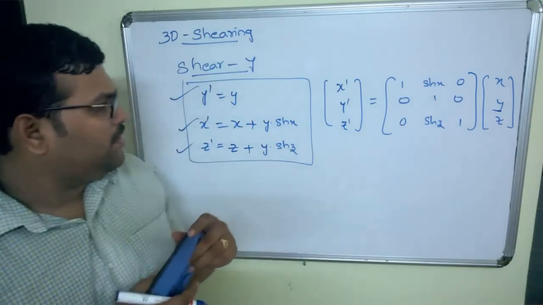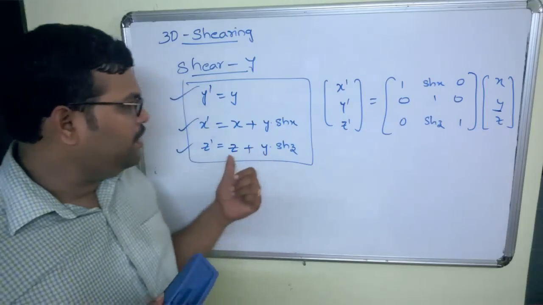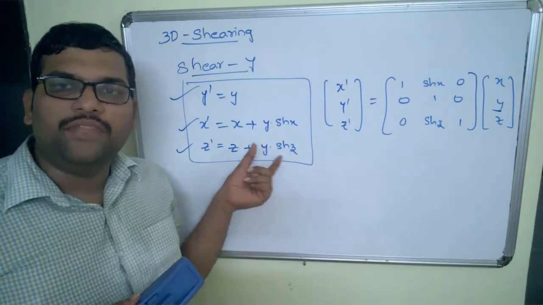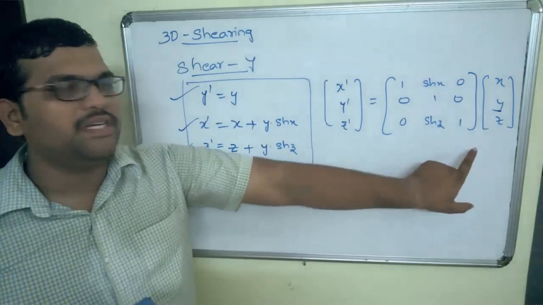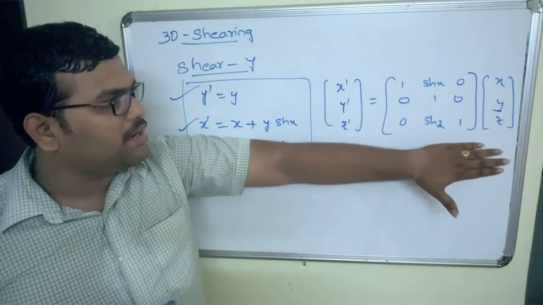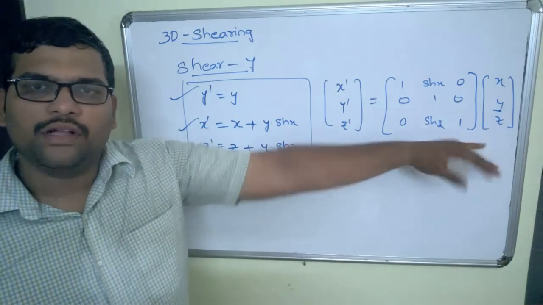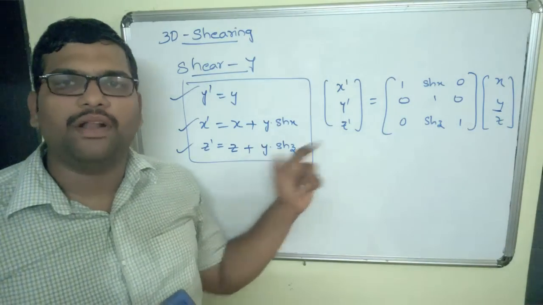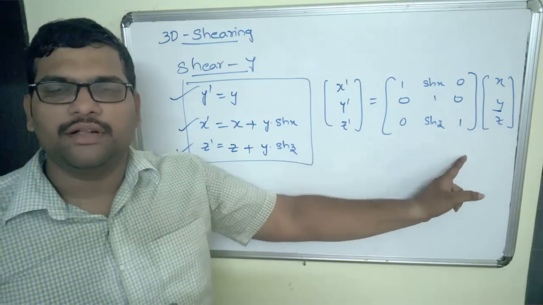So once again I am saying that we need to derive the formula. First we need to write the formula, and from this formula only we have to represent it in a matrix. So never memorize the matrix, just remember the formula so that you can easily represent it in a matrix.